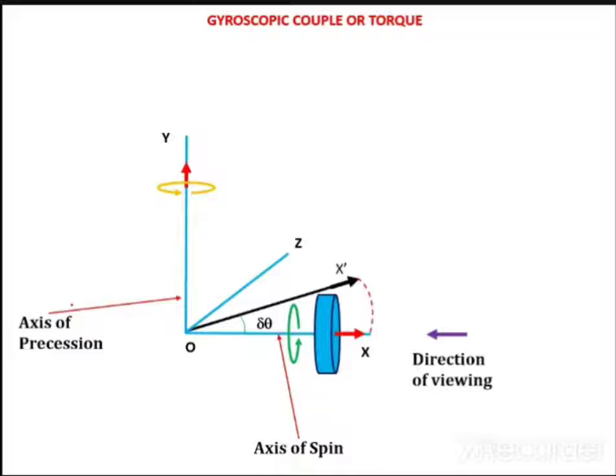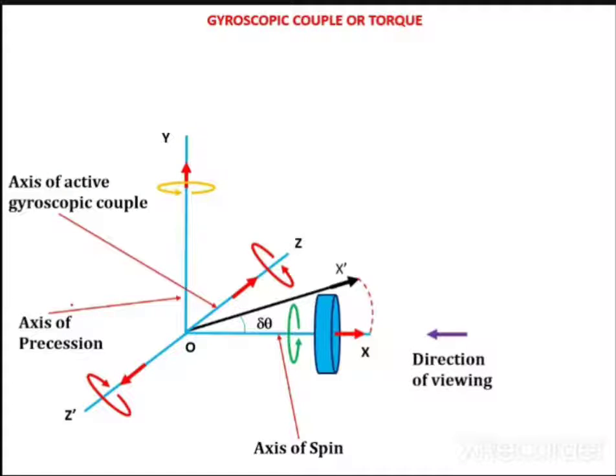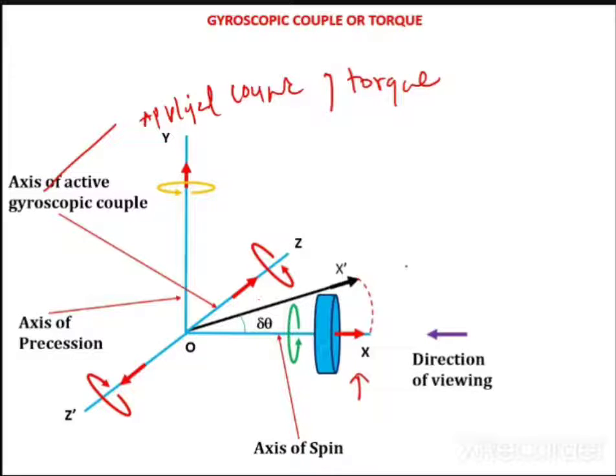Now this reaction you will get on the third axis, and what is that reaction, that we have to understand. So I am introducing a third axis, let us say OZ and OZ dash. Now this OZ is called the axis of active gyroscopic couple. What is the axis of active gyroscopic couple? You can also call it an applied couple, or an applied torque. You are applying torque on this axis, and then only this axis is precessing or turning about OY. That is why this OZ is called the axis of active gyroscopic couple.